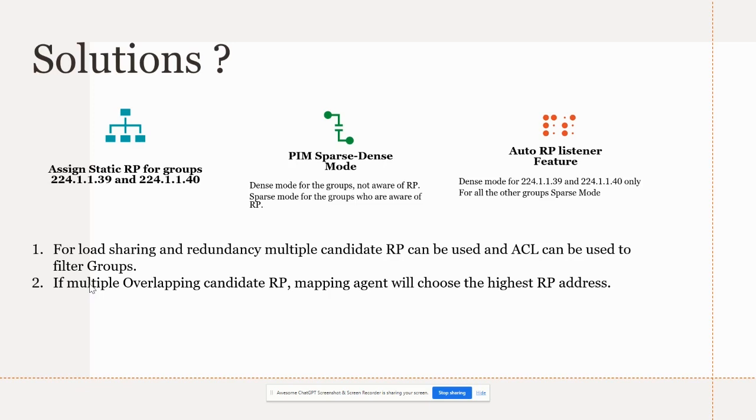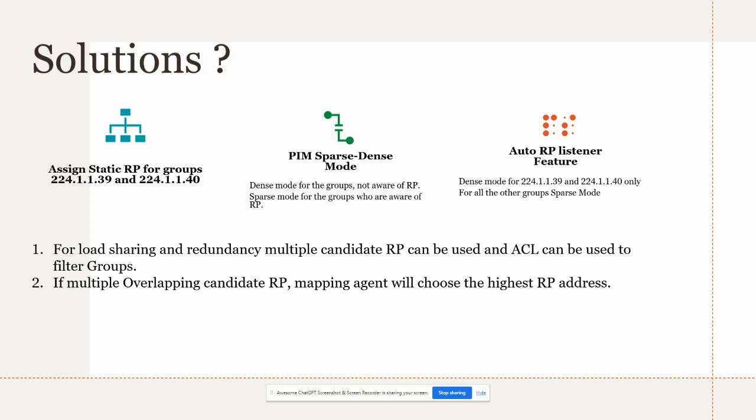To mitigate the problems which we have discussed earlier, there are a couple of possible solutions which I'm going to discuss now. The first possible solution is configuring a static RP for the groups 224.1.1.39 and 224.1.1.40. But if we configure static RP, then we lose all the advantages of configuring dynamic RP. So we have to configure static and dynamic RP at the same time.